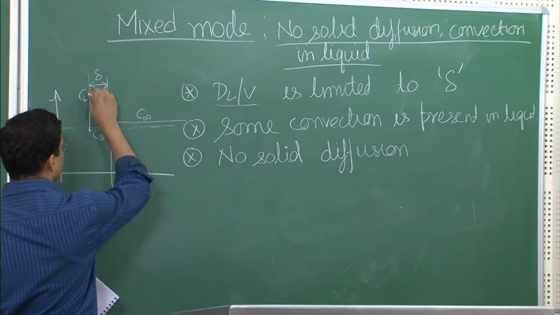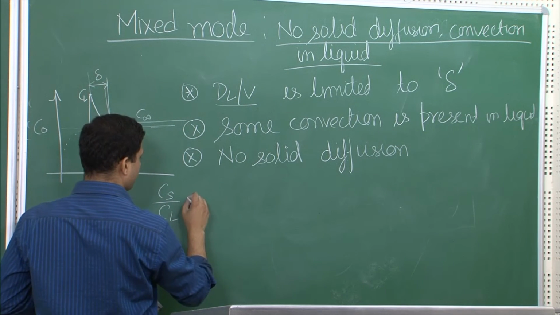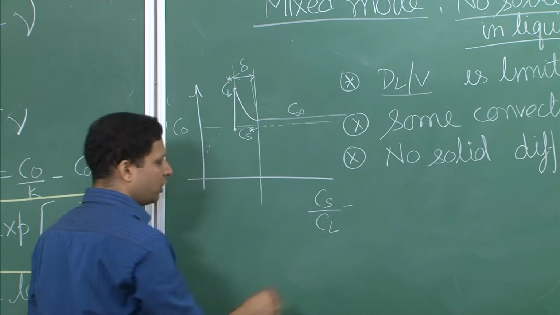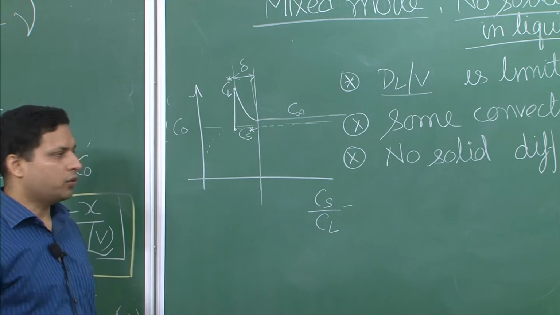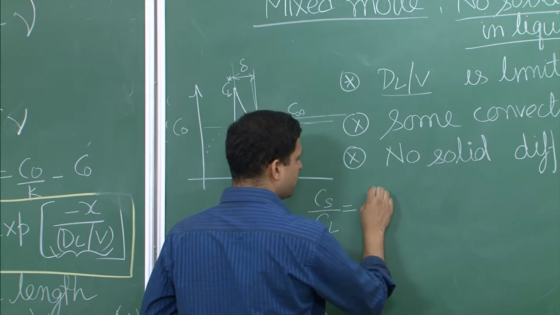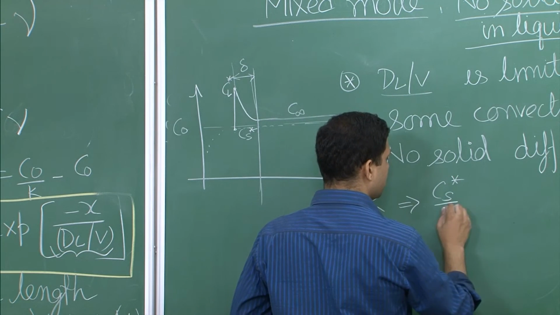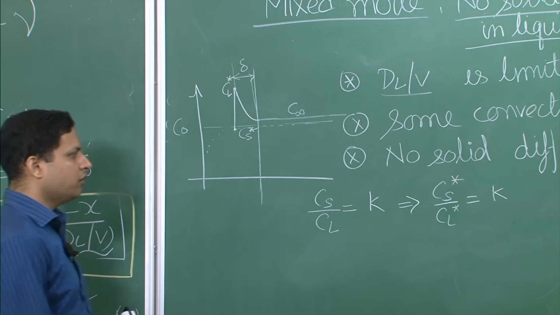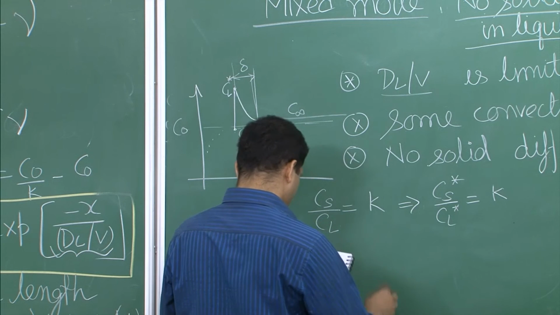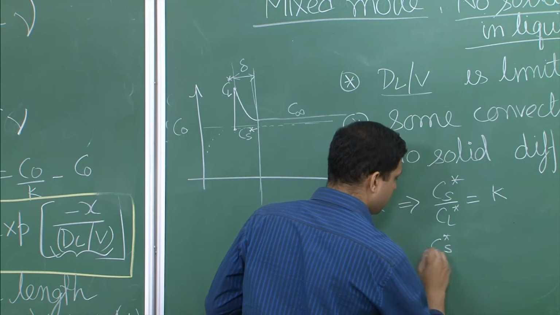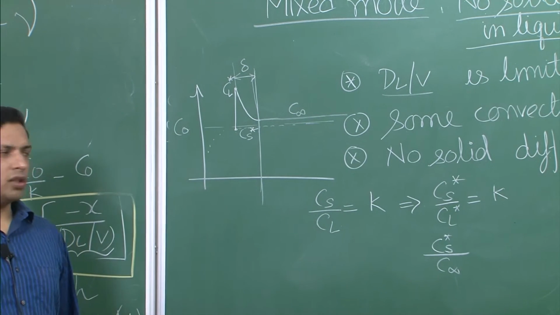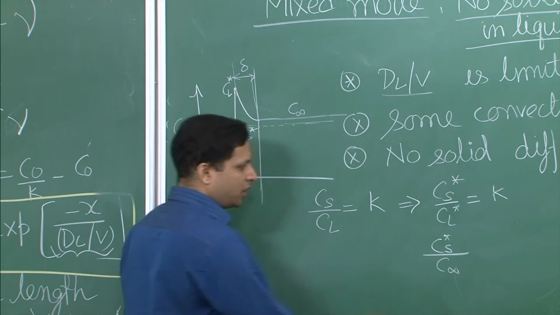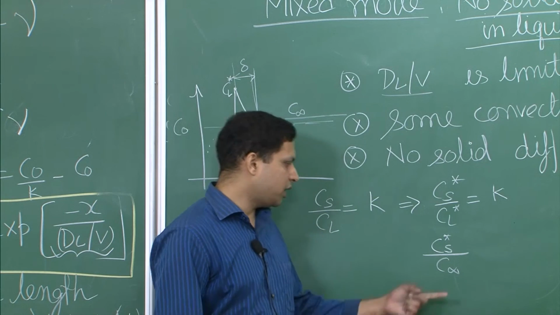Now when we are talking about Cs over Cl, let us call this Cs star, because these are the steady state values. We will represent these by star values, and anyhow Cs by Cl is equal to K, which implies Cs star by Cl star is also equal to K. Now when we are talking about the mixed mode, there is another term which becomes very useful, and that is called K effective, given by Cs star by C infinity, meaning the partition of solute in the solid with respect to liquid at infinity. In most cases this will become your C naught, but let us not assume that, and say this is some concentration at infinity.